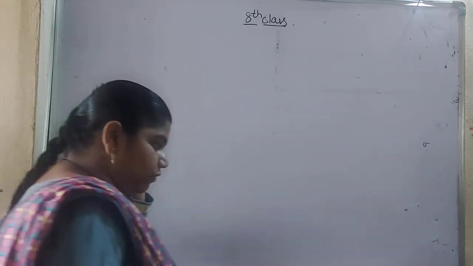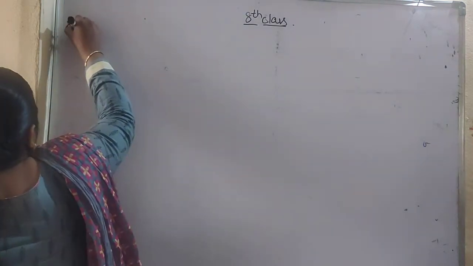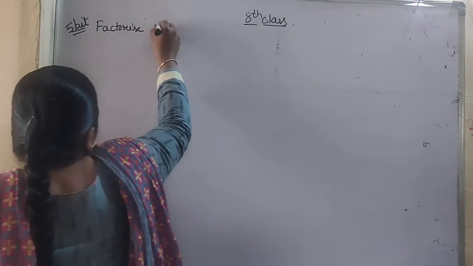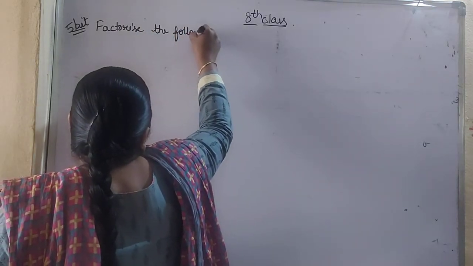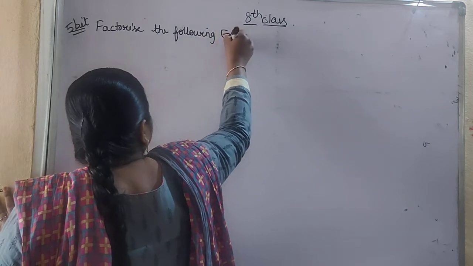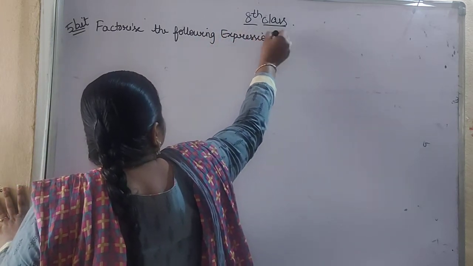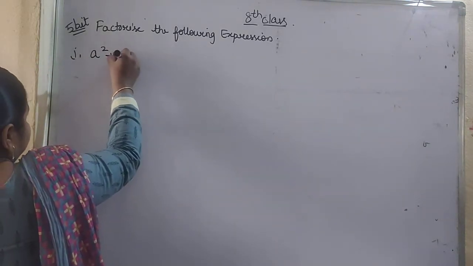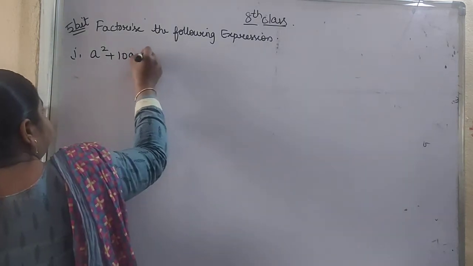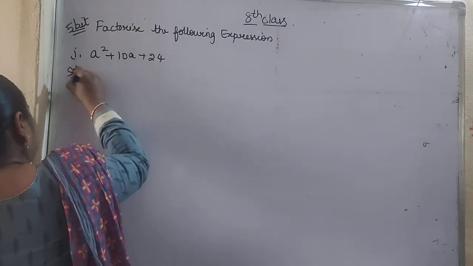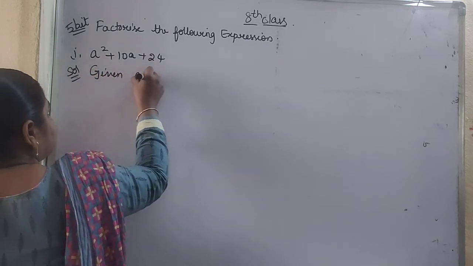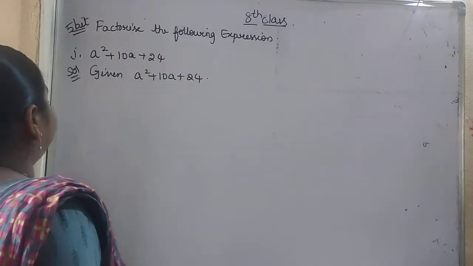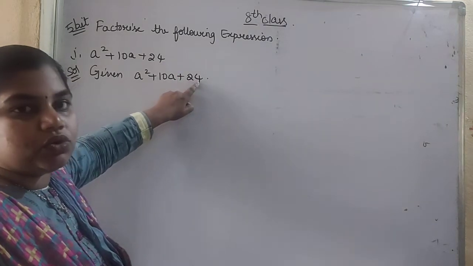So what is that? Factorize the following expression. The first one is a square plus 10a plus 24. If you see in the question, the first term is a square term but 24 is not a square term.